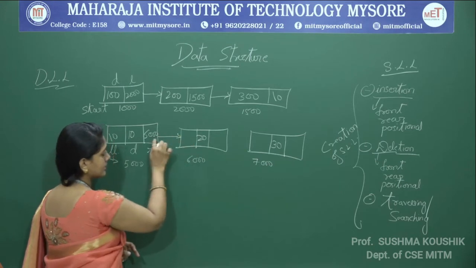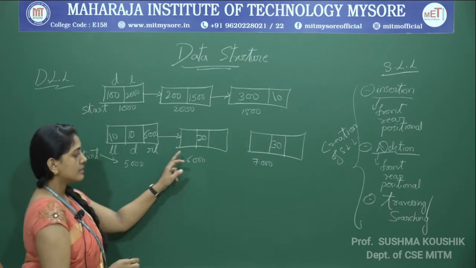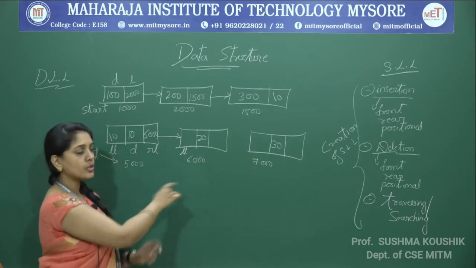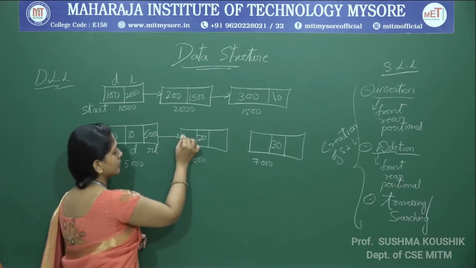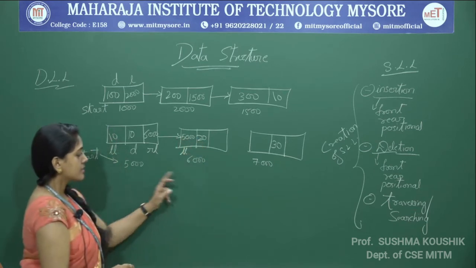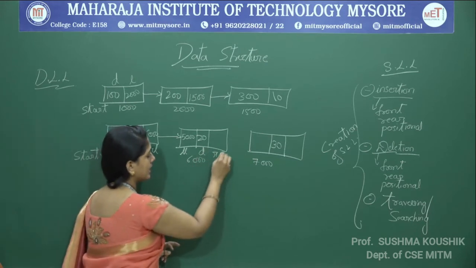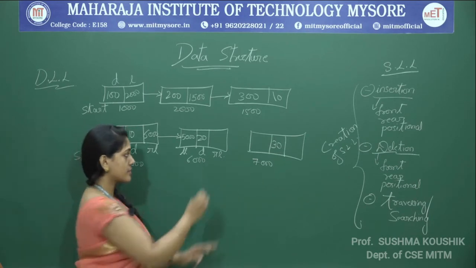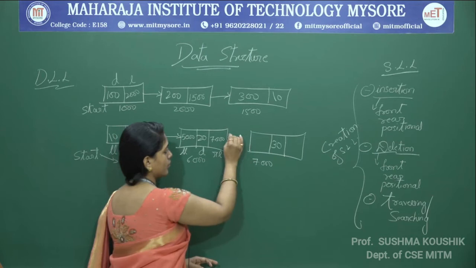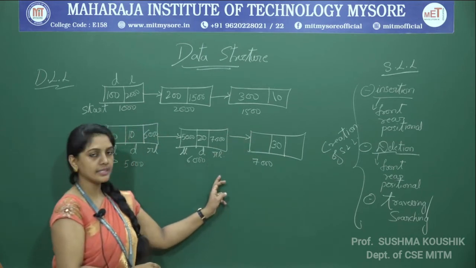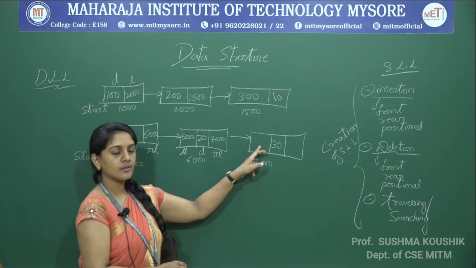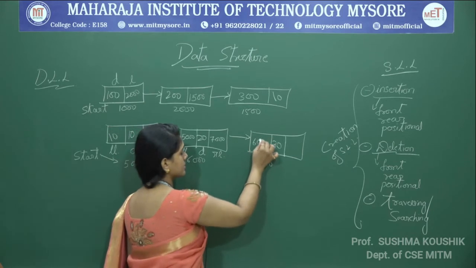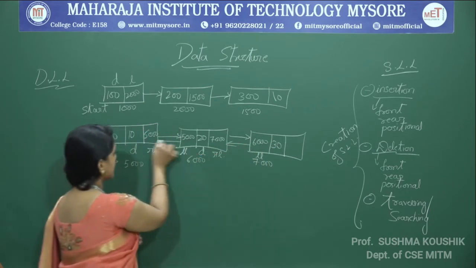So here one link is established. Now the second node's left link LL will have the previous node address, that is 5000. This is the data part, and the RL, the right link of the second node, will have the next node address, and that is 7000. So one link is established. Now the other link: the third node's left link will have the previous node address, and that is 6000. So now the second link is established.